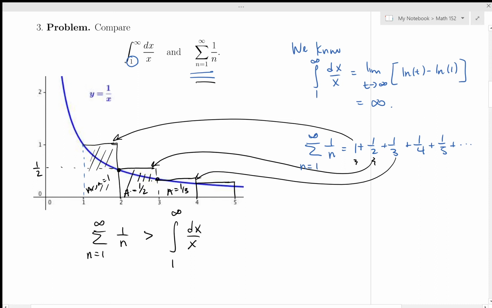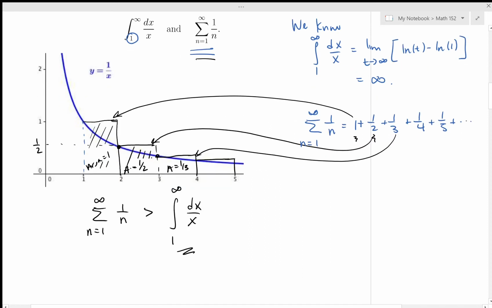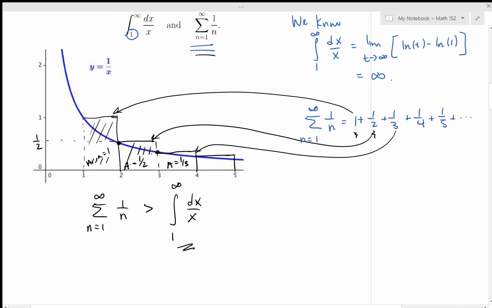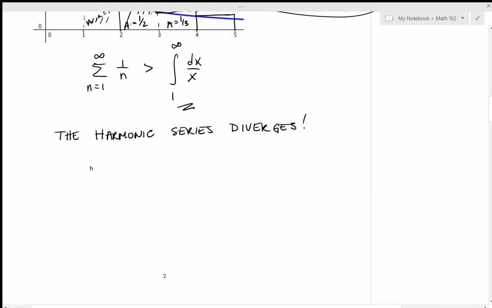Okay, and this guy here diverges, so that means something bigger diverges. So let me put the conclusion here. The harmonic series diverges. Okay, an important point. Now we've seen two ways of showing that result. We've seen in this example and the previous example that we can use an integral to tell us something about the infinite series.